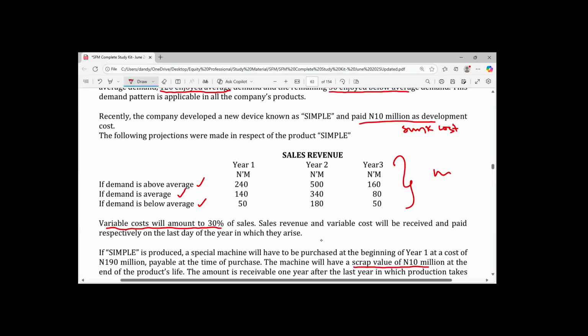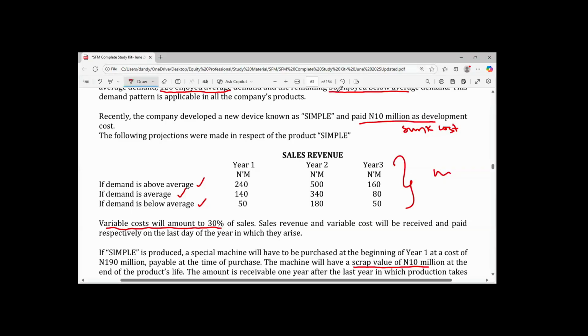Then thereafter, any other cash flow I have in the question that has nothing to do with probability, I will continue to minus or to add it. So this is what you are supposed to do. Quickly, let's solve this illustration and then move to the next one. All right?